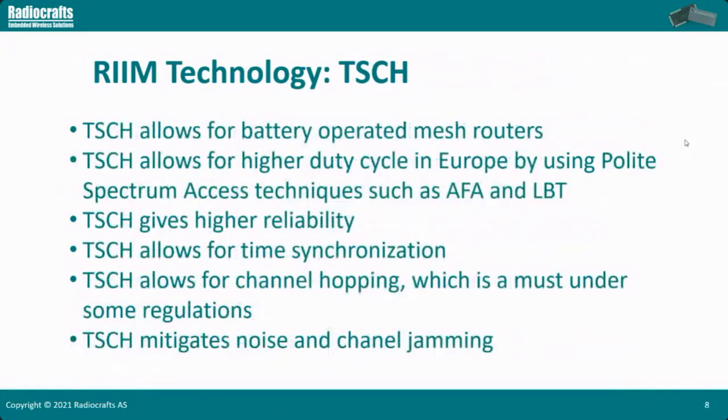So as we said, this allows for battery-operated mesh routers. By using TISH, you can use polite spectrum access techniques such as adaptive frequency agility and listen before talk. These techniques allow for using higher duty cycles under European regulations. This gives you higher reliability since it uses channel hopping. It also allows for time synchronization. Using RIIM, you can have time synchronized actions and events on your network. Some regulations require channel hopping, sometimes that's not even an option, so TISH is good for that. And it mitigates noise and jamming since it uses channel hopping. So these are the advantages of TISH at a very high level.